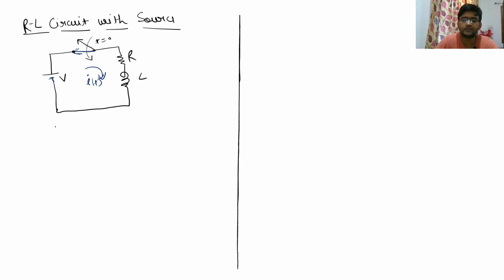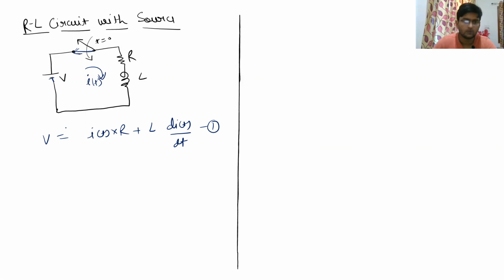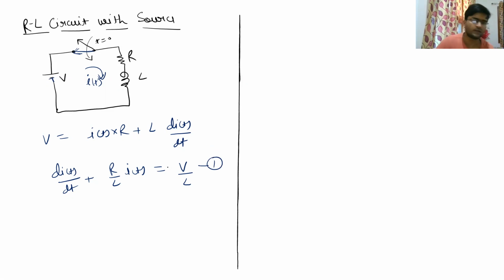If we try to write the KVL equation for this particular circuit, we are going to have V is equal to I(t) into R plus, definitely, L dI(t) divided by dt. So this is going to be your equation 1, right? If we rearrange it a little bit, we are going to get dI(t)/dt plus R by L I(t) is equal to V by L. So let me call this our equation 1. So this is what we are going to get.